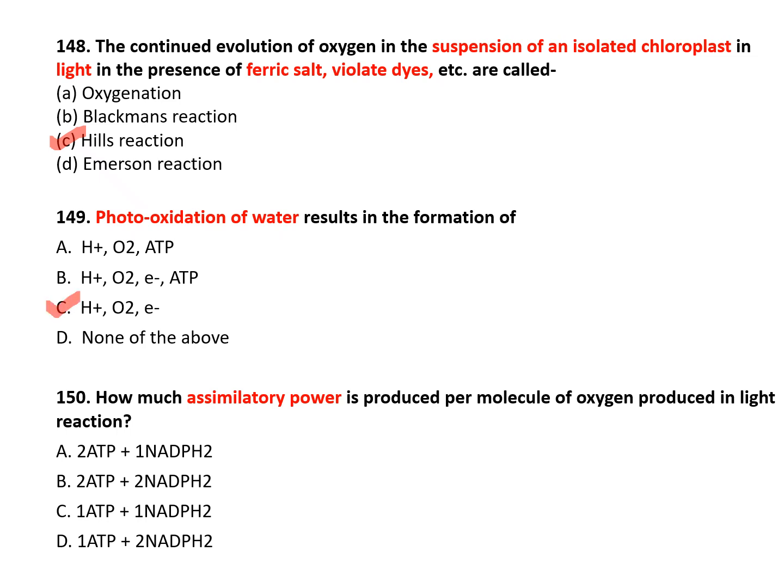The next question, number 150. How much assimilatory power is produced per molecule of oxygen produced in the light reaction? Option A, 2 ATP plus 1 NADPH2. Option B, 2 ATP plus 2 NADPH2. Option C, 1 ATP plus 1 NADPH2. Option D, 1 ATP plus 2 NADPH2. The correct answer is option B, 2 ATP plus 2 NADPH2.